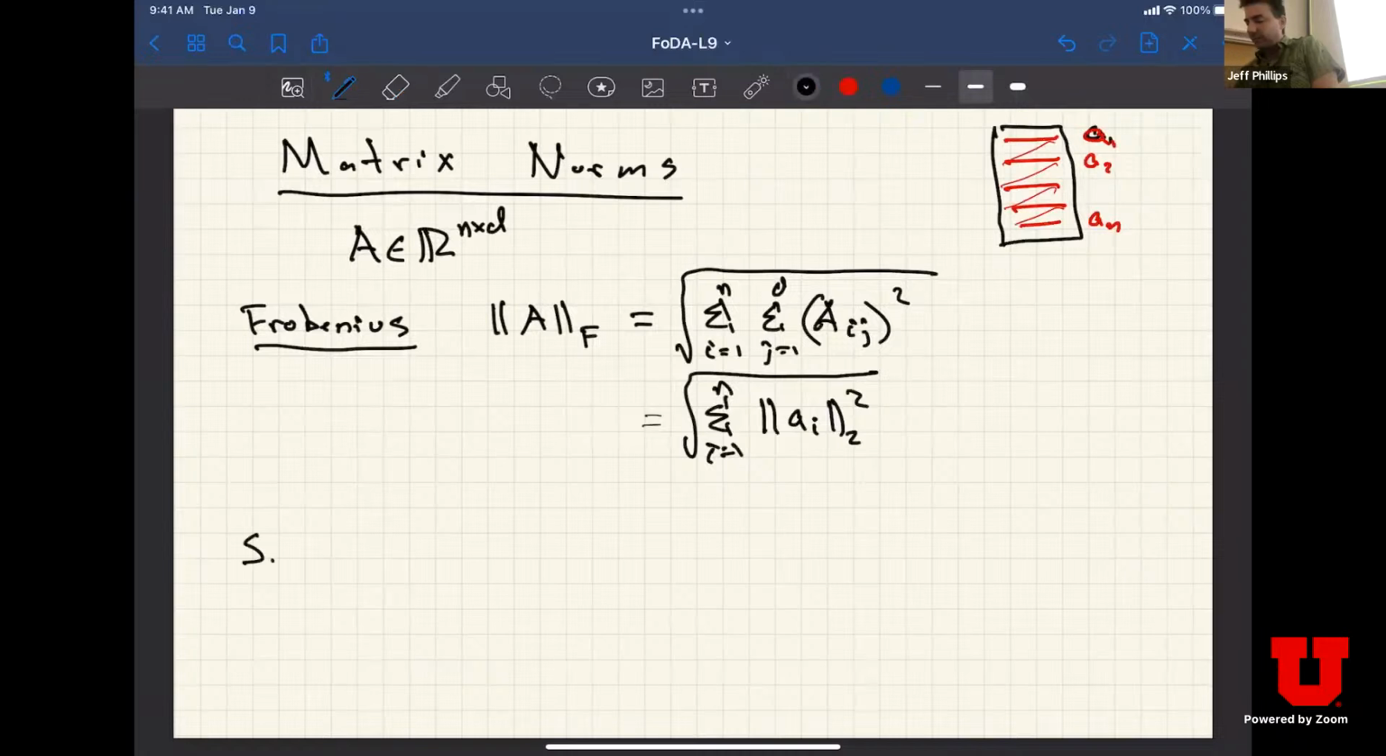This is a pretty straightforward extension. The other matrix norm is the spectral norm. Spectral refers to things like the eigendecomposition. In this case, we're not necessarily dealing with a square matrix, so we can't talk about the eigendecomposition, but we'll talk about something called the singular value decomposition, which, if you've heard of eigendecompositions, is related to that.